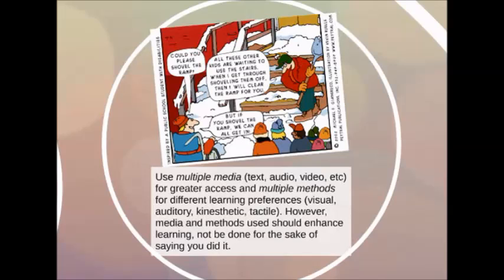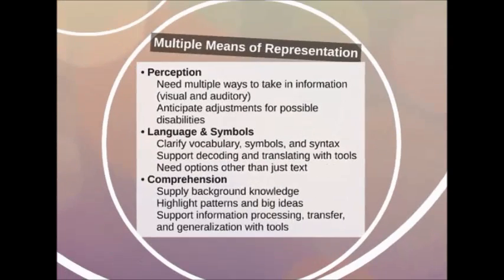If you are showing a video clip, it should be about the content and at the level that you are teaching. Here is a checklist of the multiple ways that we can represent information. The recognition network controls information processing, which includes perception. Students need multiple ways to take in information, like simultaneous visual and auditory.